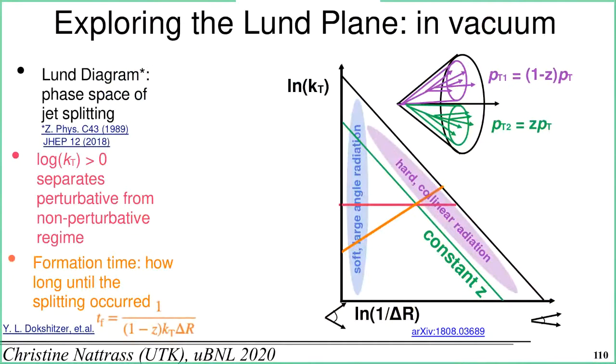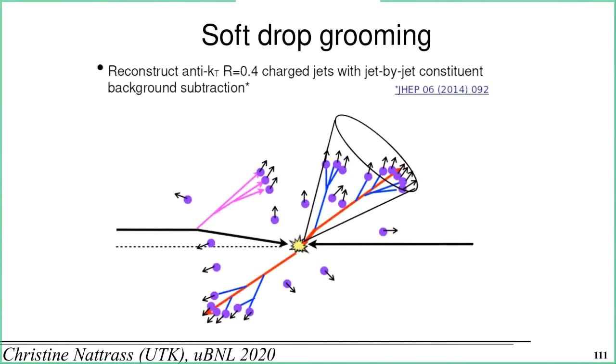Let me skip this. The one you've probably heard of is soft drop grooming. So you reconstruct your jet. The details vary depending on which measurement, for instance, with the anti-KT jet finding algorithm with an R of 0.4.